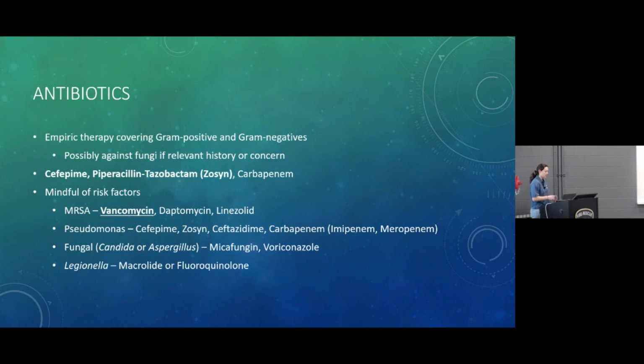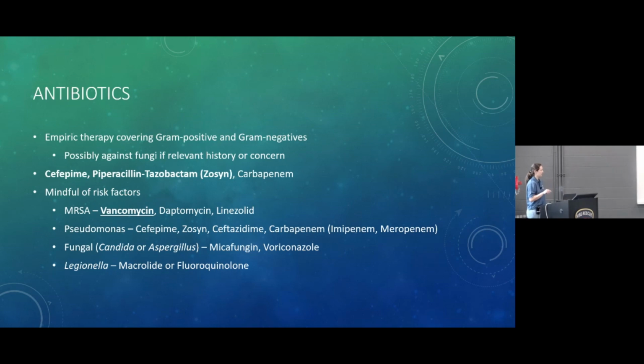So antibiotics, we do empiric therapy covering gram-positives and gram-negatives. If they do have the history of cancer and they're on chemo, we might look into giving some antifungals if they're concerned for that, but normally we don't do those. Normally starting with cefepime or Zosyn. At UAB, we always do cefepime and vancomycin for our broad spectrum antibiotics. It depends on what hospital system you're at though.